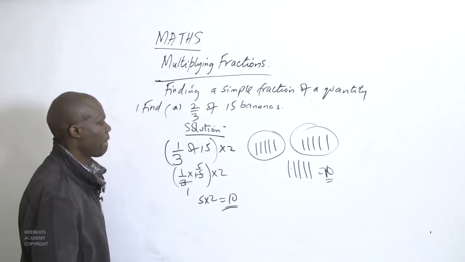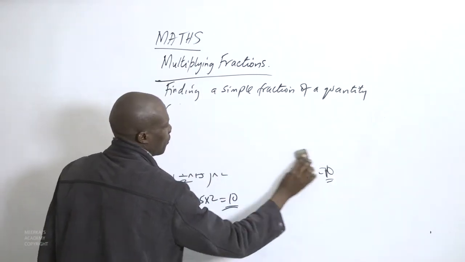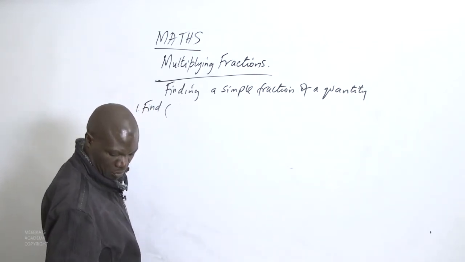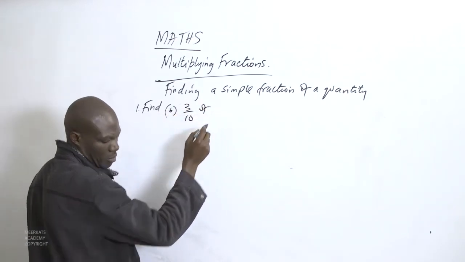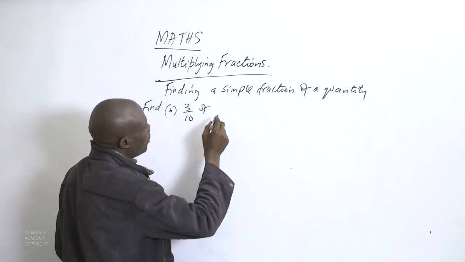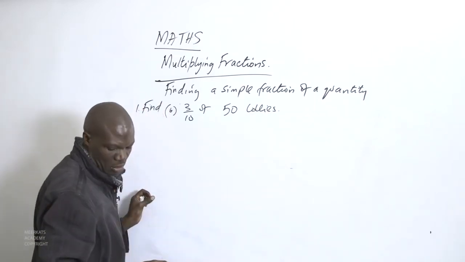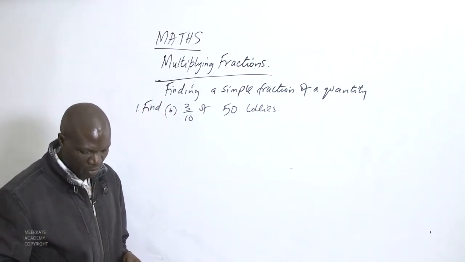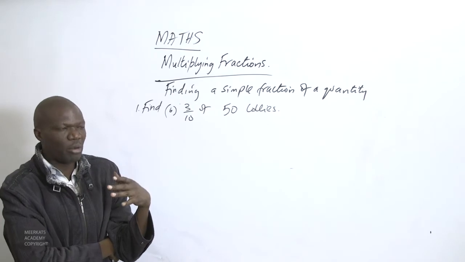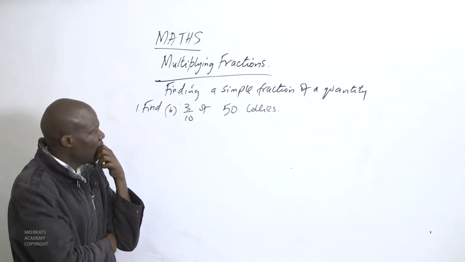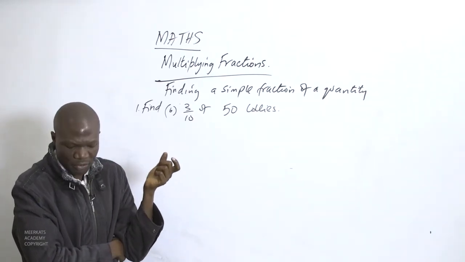Second question. Find b) 3/10 of 50 lollies. So we first again need to know, if we were doing it practically, we put together 50 lollies and we need to divide them in groups of 10. You'll find each group will go with 5, 5, 5, 5.